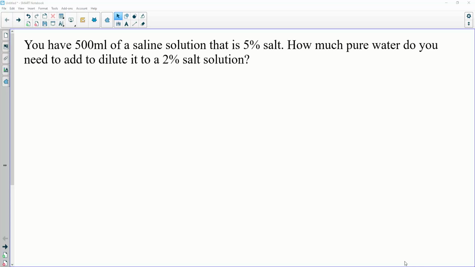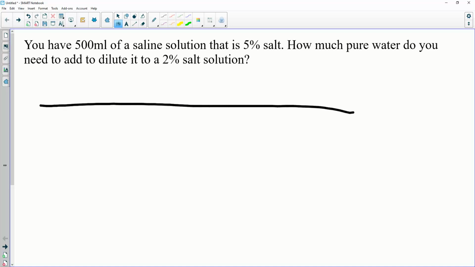500 milliliters of a saline solution that is 5% salt. How much pure water do you need to add to dilute it to a 2% salt solution? Okay, so can we agree this is a table type problem? Alright, so set up our table here.